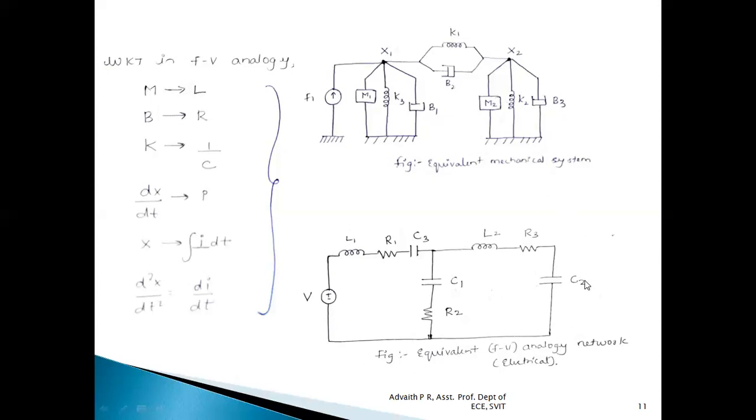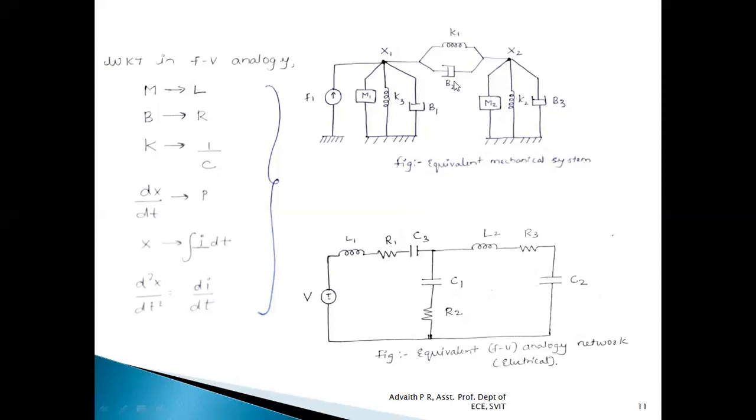Let me make this point clear. As I told you, there are two displacements, hence there will be two meshes, M1 mesh as well as M2 mesh. The circuit elements will always be connected in series over here. When drawing the equivalent electrical network using FV analogy, it is better to identify the common elements first. Between displacement x1 and x2, we have common elements K1 and B2. Electrical analogous to K1 is 1 by C1. Electrical analogous to B2 is R2.